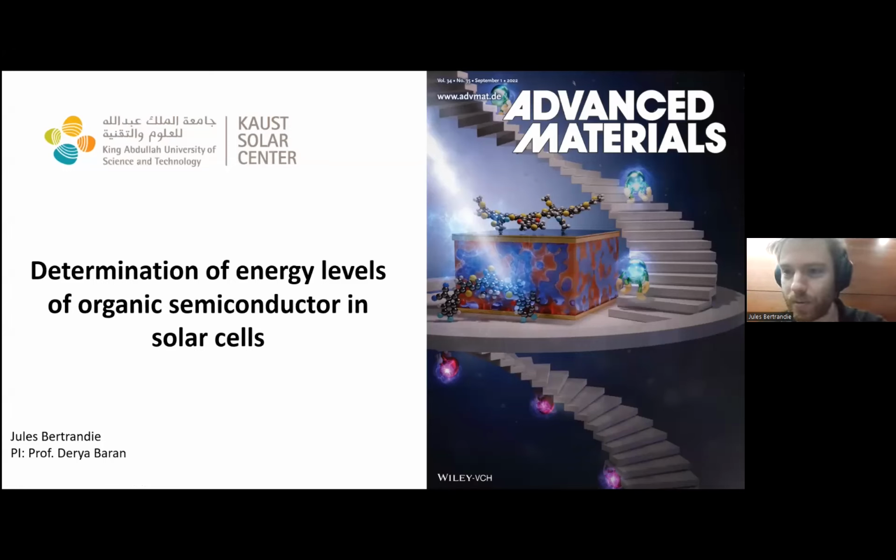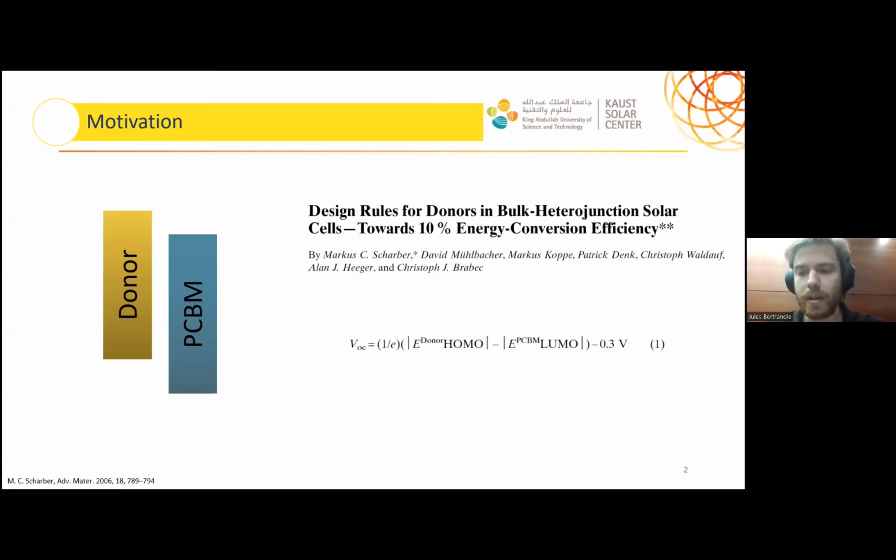Today I'm going to present the determination of energetics of organic semiconductors, mostly focused on organic solar cells. Why is energetics important? Well, your device parameters will depend on your material properties, and one of them is energetics.